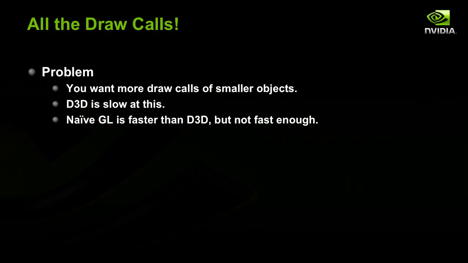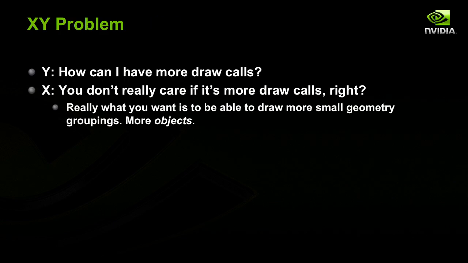The last thing we want to talk about is basically, let's draw all the calls, right? The problem is, I hear this over and over and over again, this is the motivation for an entirely new API. You want more draw calls of smaller objects. D3D is slow at this. Naive GL is faster than D3D, but it's not fast enough. You want 5x, 10x, 15x, 20x. You're able to get it on consoles, and it's frustrating that you're not able to get it on the PC.